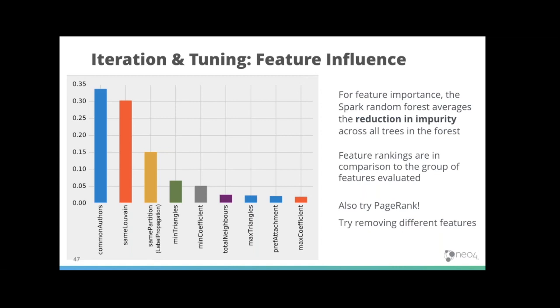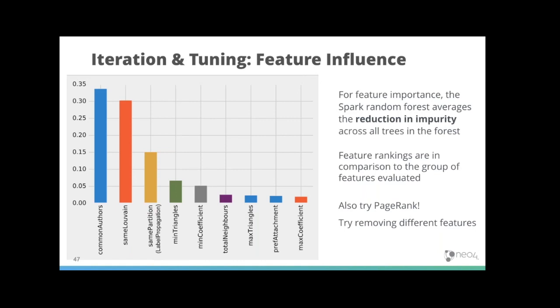And this is a plot that is using the Spark random forest averages, looking at the influence of the different features in the particular models. And so we can see here on the far left that the common authors, the Louvain, the label propagation, minimum triangles are all fairly influential to the model itself. So one of the things that you could do is play around with removing some of these features and see, does that reduce the predictive quality of my models? If it doesn't, that's probably a good indication that you can remove those without degrading the model at all.